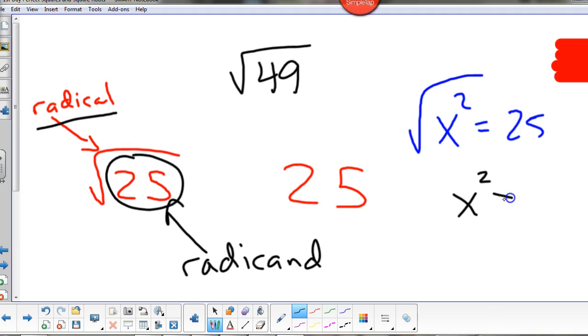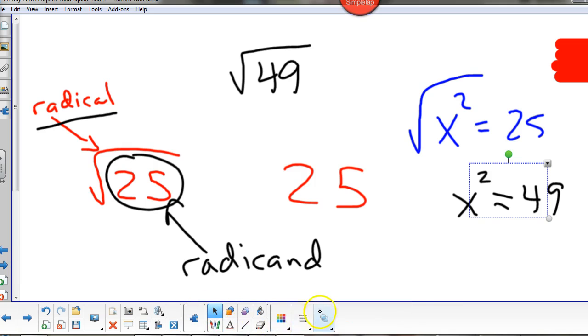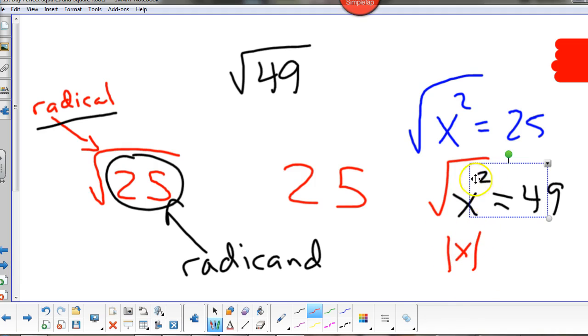However, if it's x squared equals 49, we know from earlier this year that there are 2 answers here. And so if you square root an x squared to get the 2 answers, the square root of x squared is the absolute value of x. The square root of 49 is 7, but since it's absolute value, x is really equal to plus or minus 7.